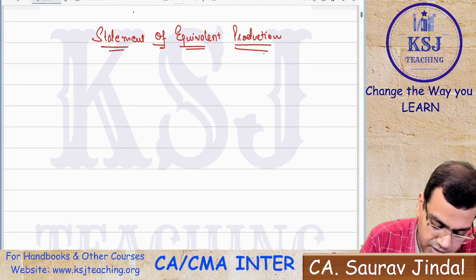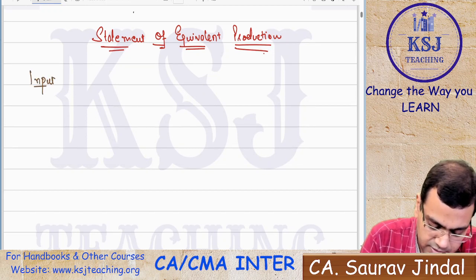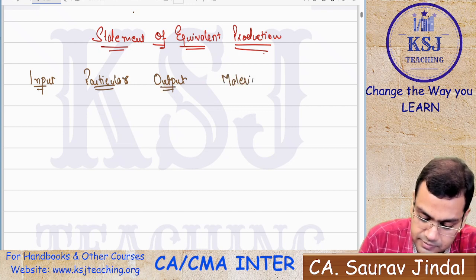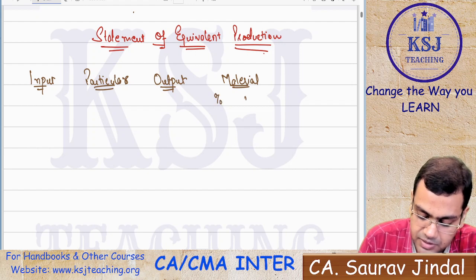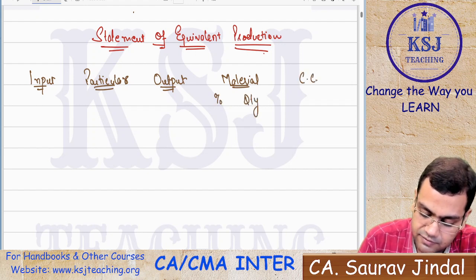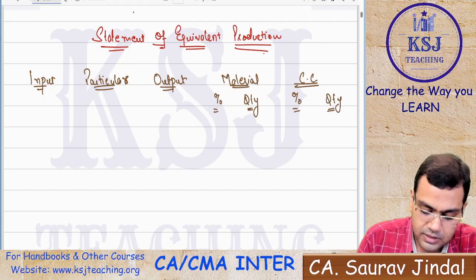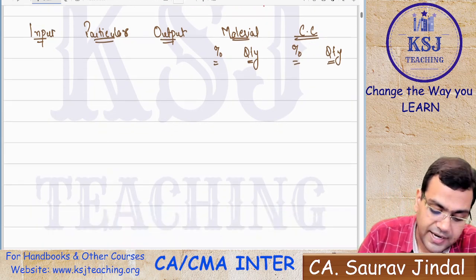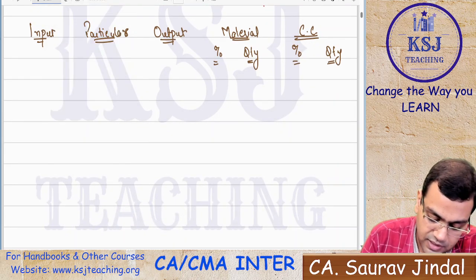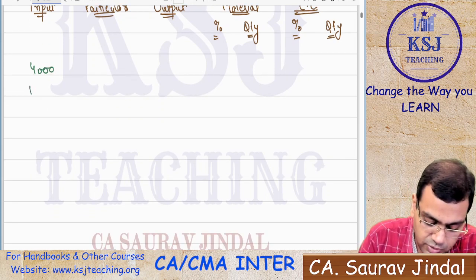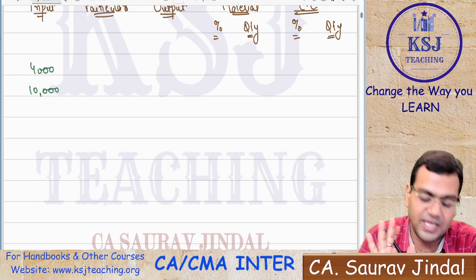The statement of equivalent production says the first thing is input, then you take particulars, then output, then we will take material cost, degree of completion and quantity. Then we will take conversion cost, percentage and quantity. In the input column, the first thing you will write is opening WIP of 4,000 units, and a fresh input of 10,000 units. So the total input is 14,000.